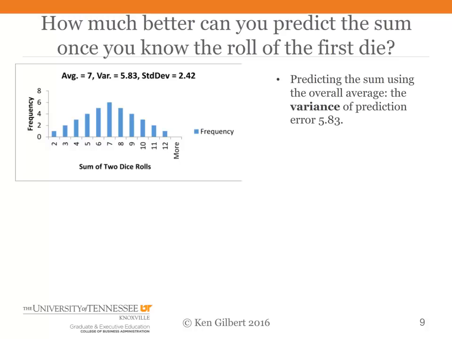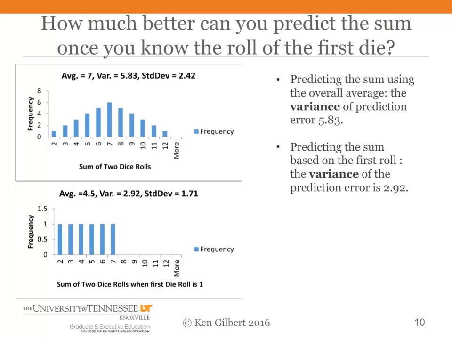So now we can talk about R squared, but let's review what information we have. If I'm predicting the sum before I know anything except the fact that I'm going to roll 2 dice, the variance of my prediction error is going to be 5.83. That's when I'm predicting an outcome of 7. But if I get to observe the first roll and then make a prediction, the variance of my prediction error is 2.92. I've shown the diagram there for one particular case, but the variance would be the same if the first roll was 1, 2, 3, 4, 5, or 6.